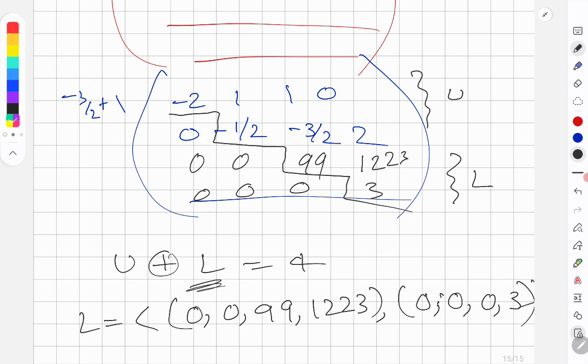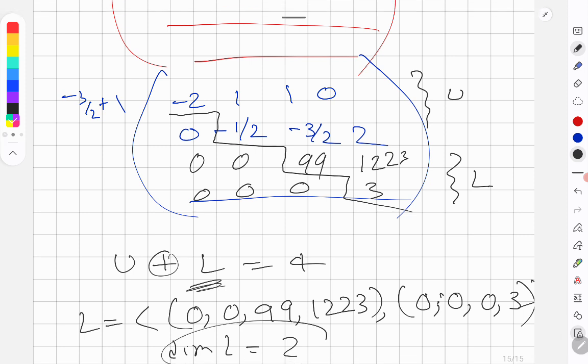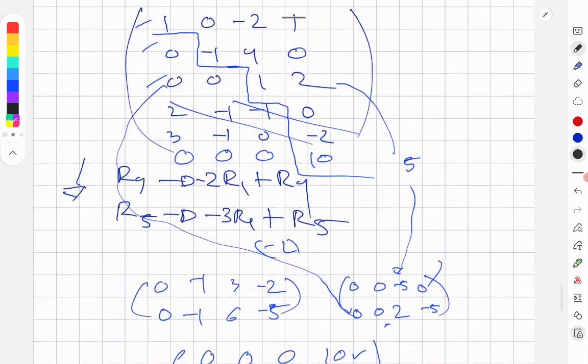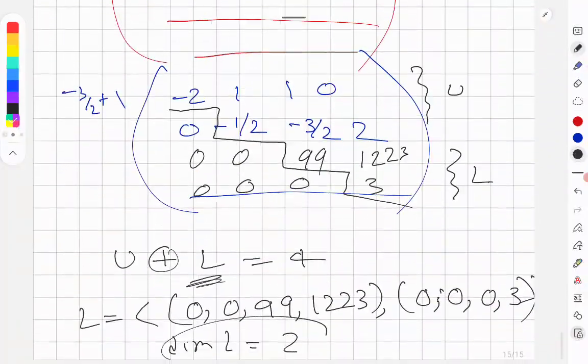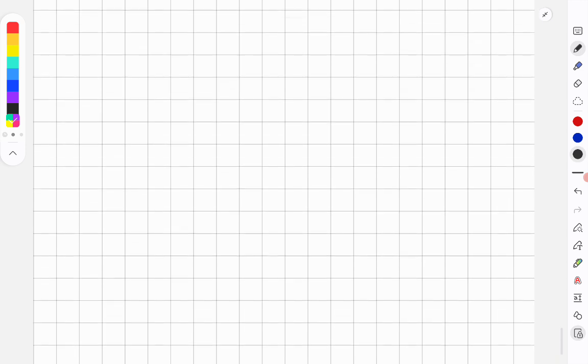Okay, yeah, the dimension is 2 and it's linearly independent. It has both conditions. So this question is easy actually. Now let's do the next question. Okay, let's take a break, then do the next questions.